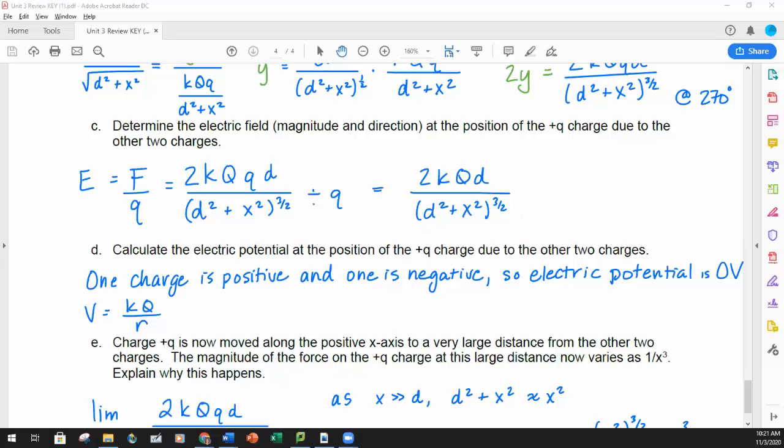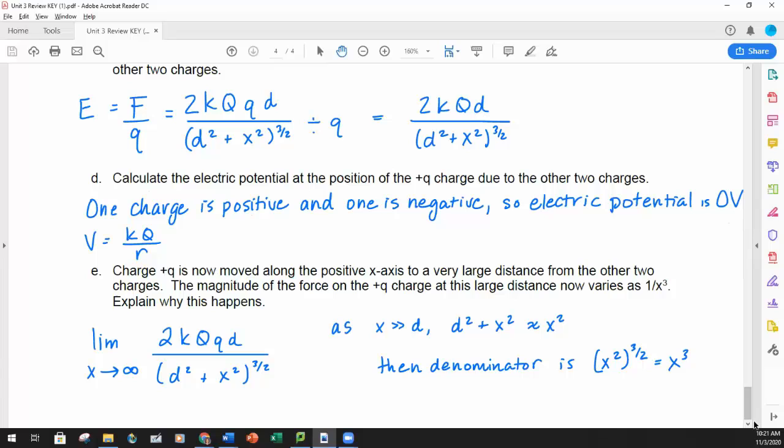This is probably the most abstract and calls back to limits. You don't have to use limits to solve it, but I showed the math. Charge plus Q is now moved along the positive x-axis to a very large distance from the other two charges. The magnitude of the force on the plus Q charge at this large distance now varies as 1 over x cubed. Explain why this happens. So I showed the limit as x becomes infinity.